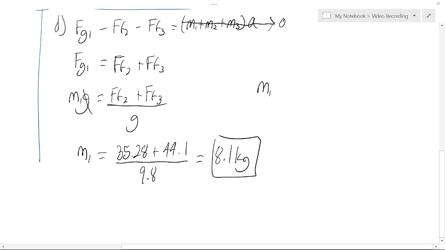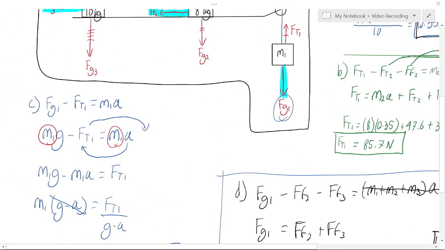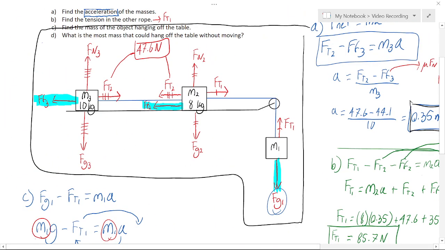So if M1 was less than or equal to 8.1 kg, the system will not move. Because if it's 8.1 or less, the friction of M2 and M3 is enough to support that much mass. If it's more than 8.1 kilograms, then the system will start accelerating off the table.